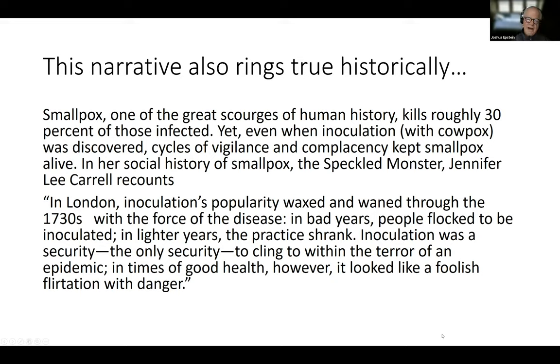And again, while we have lots of statistics and it's always great to do statistics, it's also interesting to look at the history. And in her great book, The Speckled Monster, which is all about smallpox, Jennifer Carroll writes, in London, inoculation's popularity waxed and waned through the 1730s with the force of the disease. In bad years, people flocked to be inoculated. In lighter years, the practice shrank. Inoculation was a security, the only security to cling to within the terror of an epidemic. In times of good health, however, it looked like a foolish flirtation with danger. And so you get smallpox cycles by this mechanism also.